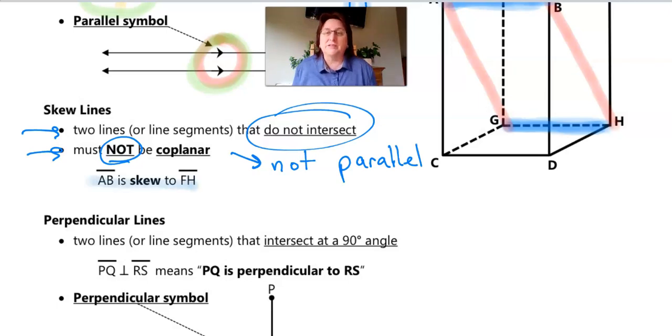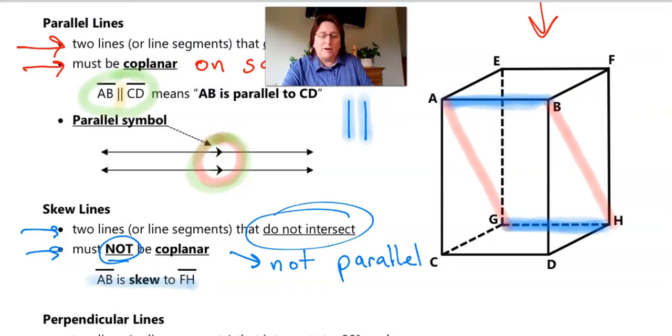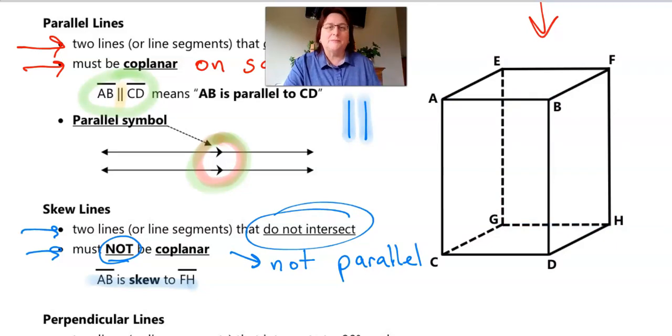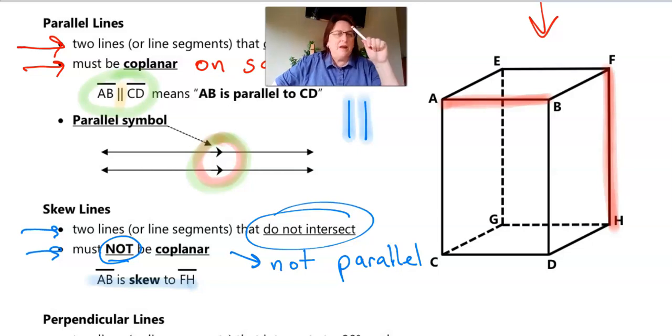So you see right here it says that line segment AB is skew to line segment FH. Let's go back up to our picture and highlight that. Let me erase our other highlights. Line segment AB right here is skew to line segment FH, which is back there. Look, they're not going to intersect, even if they kept on going and going. And they're not on the same plane. One is like AB.